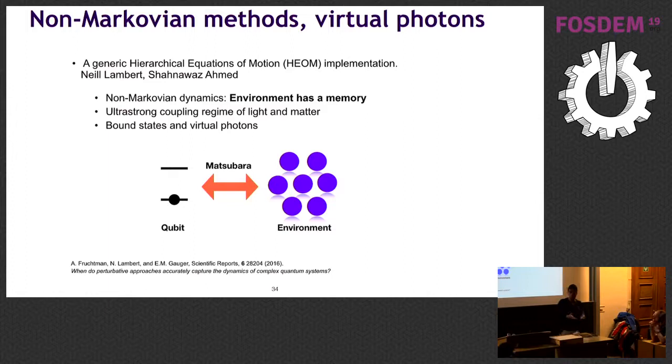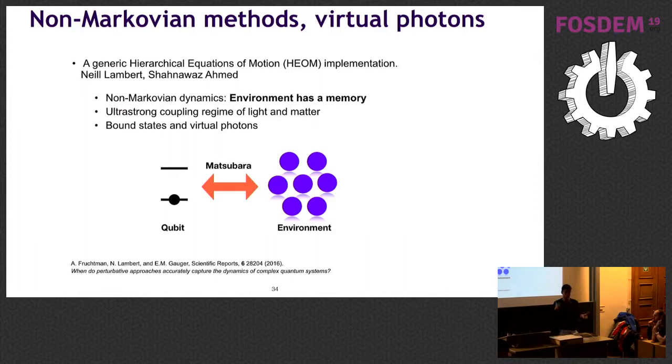So then there is this method which is non-Markovian, where the system is not memoryless, the environment is not memoryless. And you have these methods developed for quantum chemistry, which we are trying to make more general and bring to QuTiP, so that anyone who wants to study non-Markovian systems can use this.